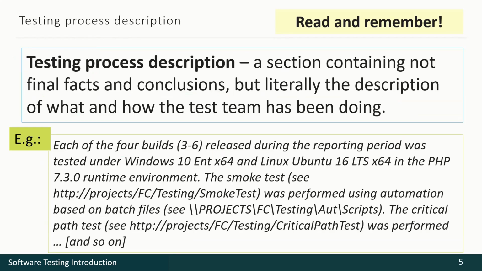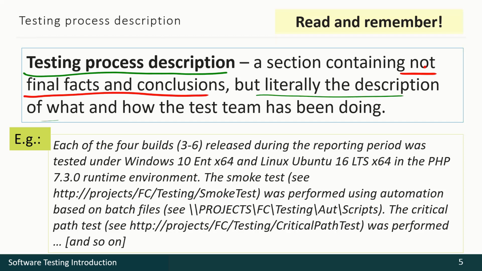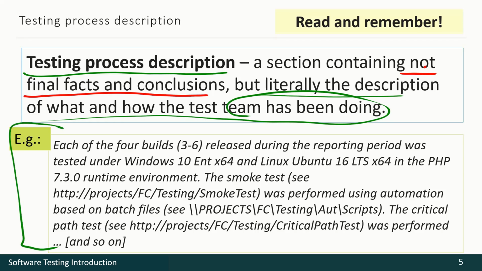The next section is testing process description. It contains not facts and conclusions, but it literally contains a description of what and how the test team has been doing. Here is some example. Unlike in summary, here we have all those facts, here we have some process details. It's useful for sharing best practices, for analyzing our experience, for retrospectives, and so on.